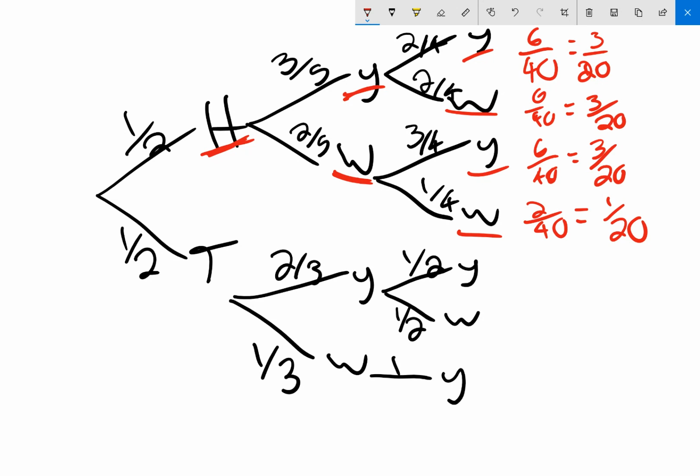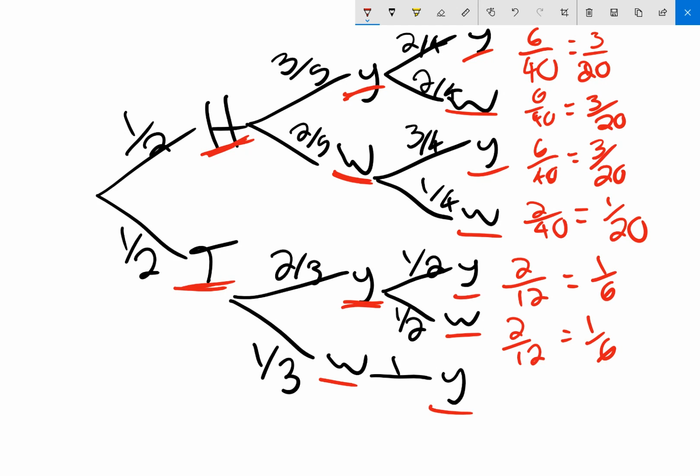The probability of choosing a tails, yellow, and a yellow would be 1/2, 2/3, and 1/2, which would be 2 over 12, which is the same as just 1/6. The probability of choosing a tails, a yellow, and a white is 1/2 times 2/3 times 1/2, which is the same thing, 2/12 or 1/6. And the probability of choosing tails, white, and a yellow would be 1/2 times 1/3 times 1, which would just be 1 over 6.